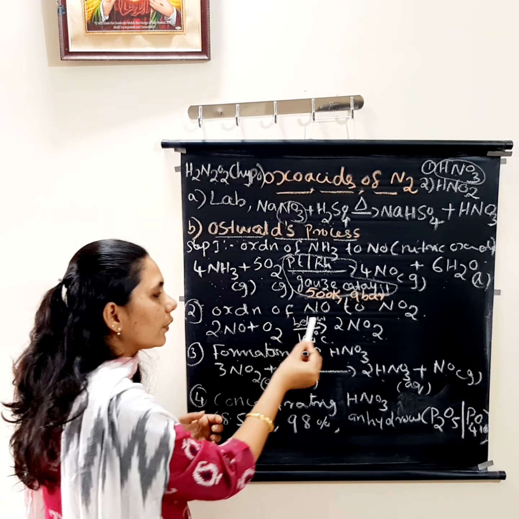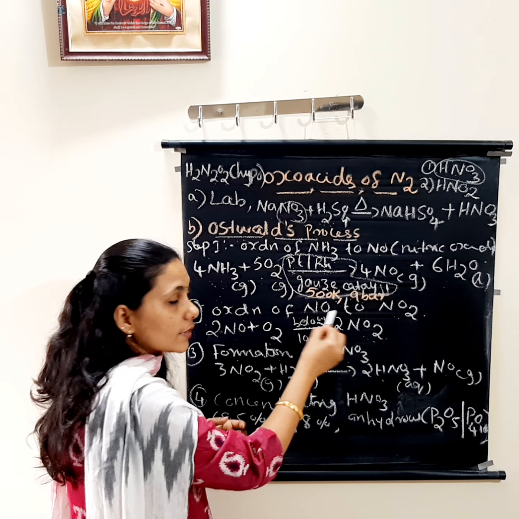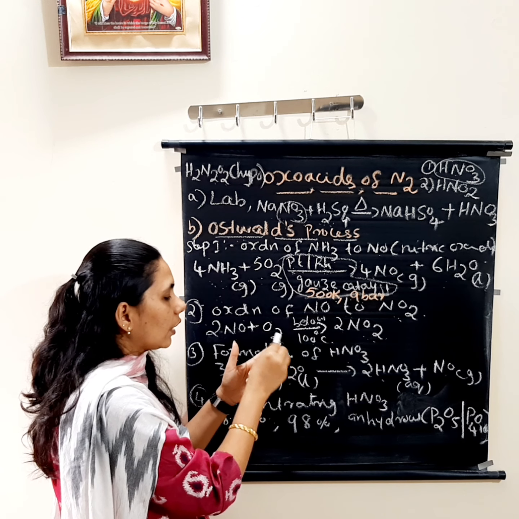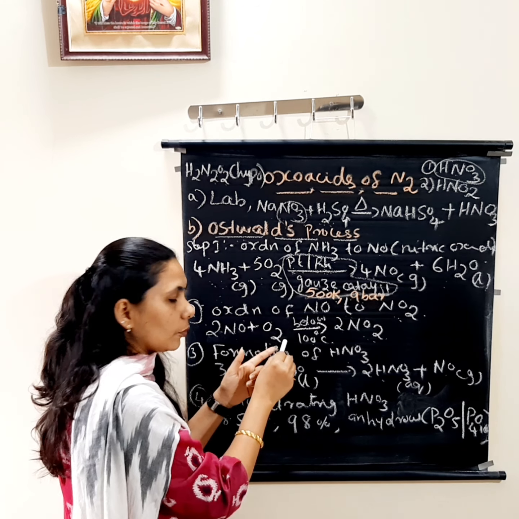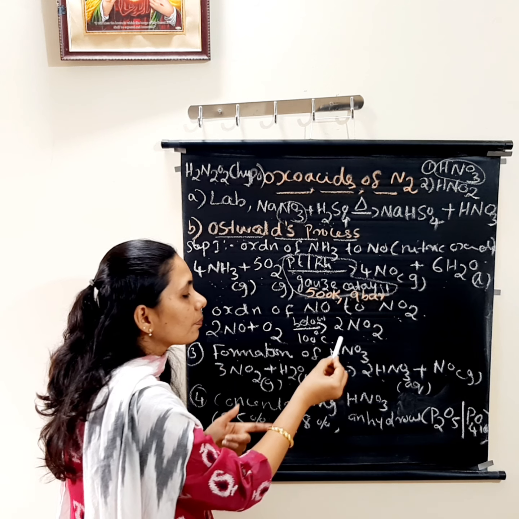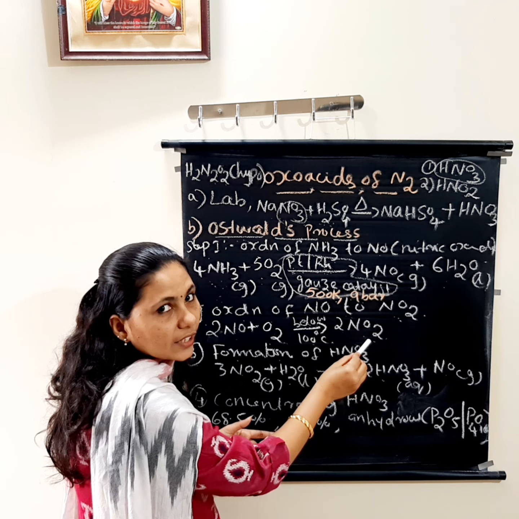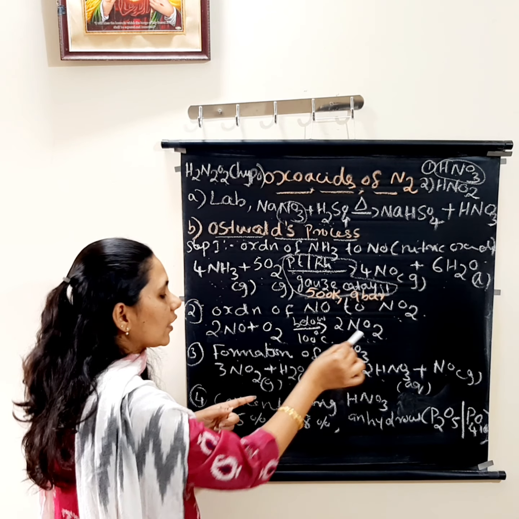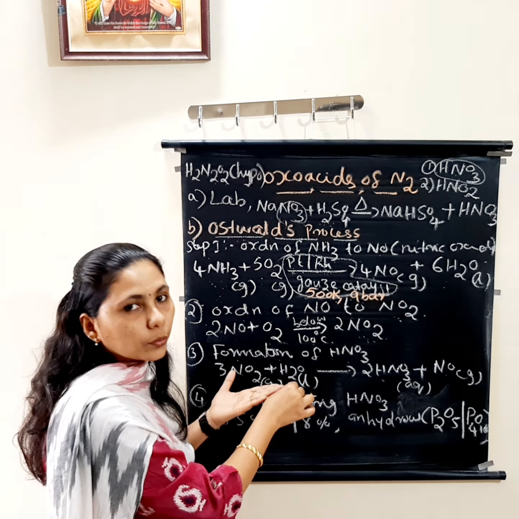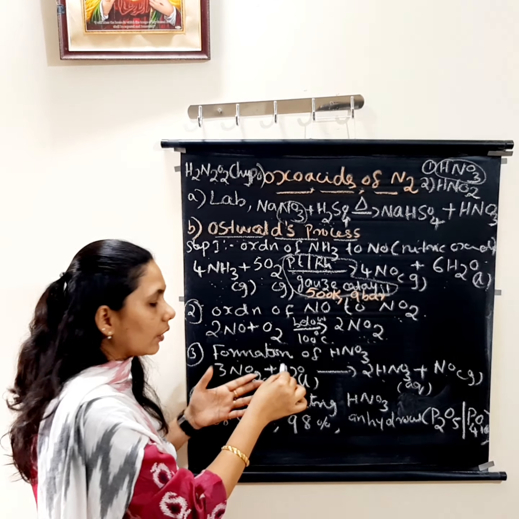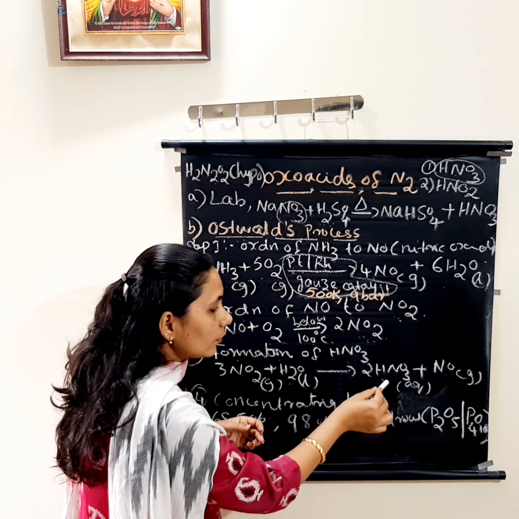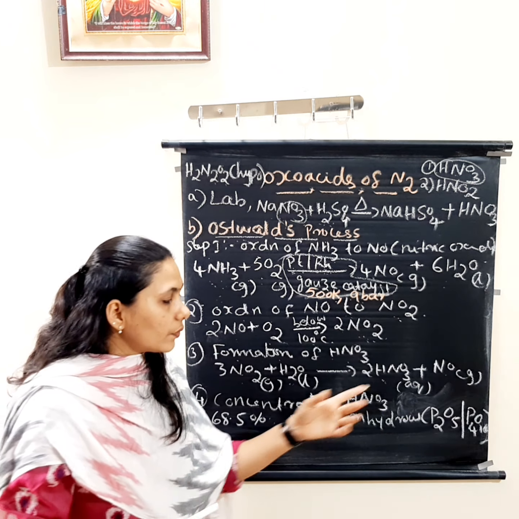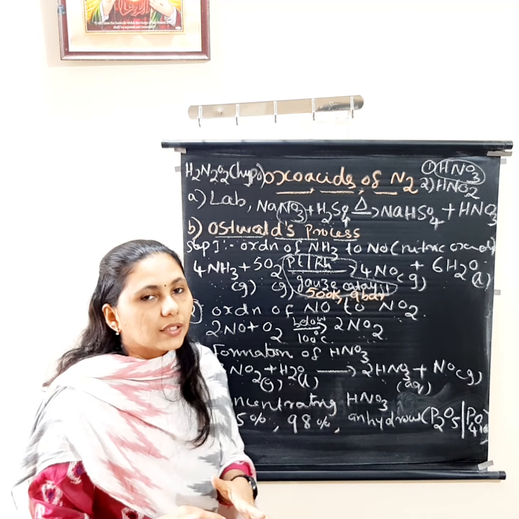Second step, oxidation of NO, nitric oxide, to NO2. Nitric oxide undergoes oxidation with the atmospheric oxygen below 100 degrees Celsius. It will be converted to NO2, that is nitrogen dioxide. Next is the formation of nitric acid. This nitrogen dioxide is absorbed by water. It will be converted to nitric acid plus NO. Why is it aq? Because water content is there. So we got an aqueous solution of nitric acid here.